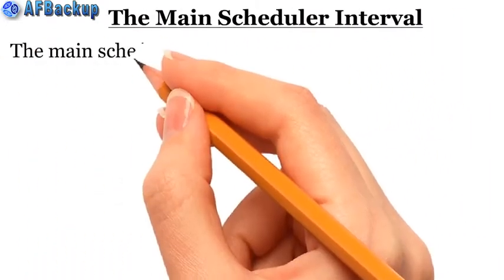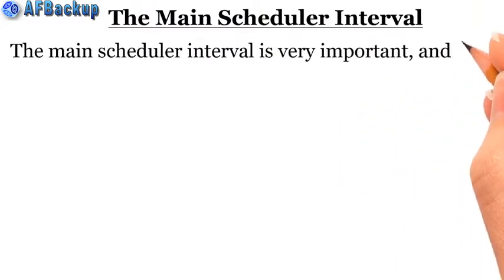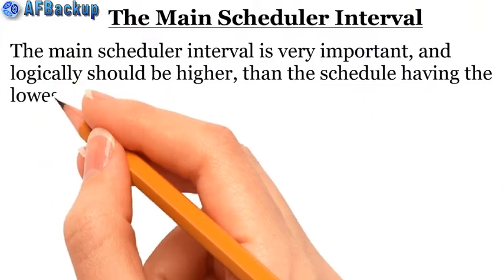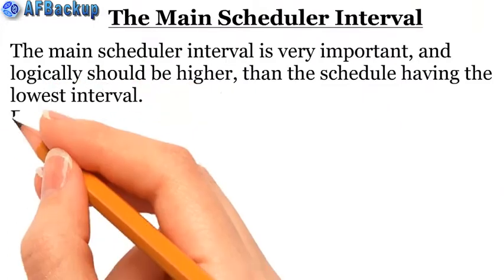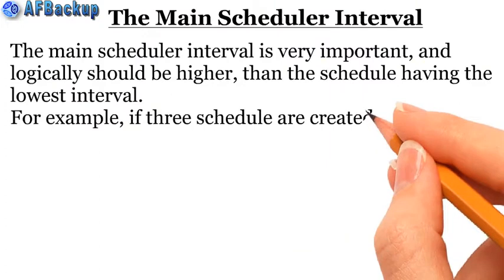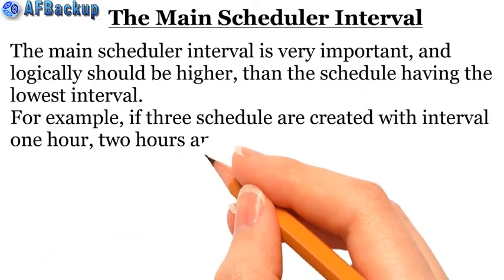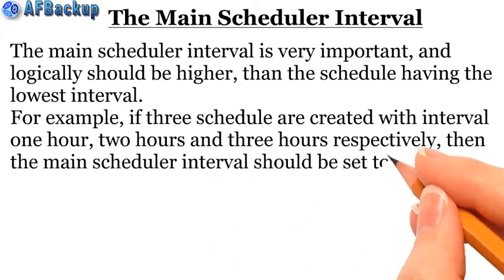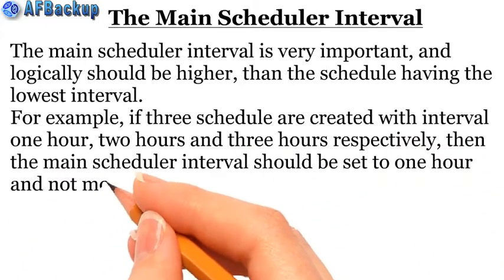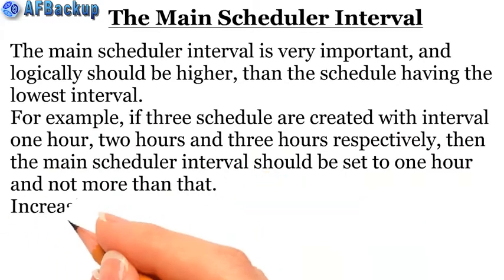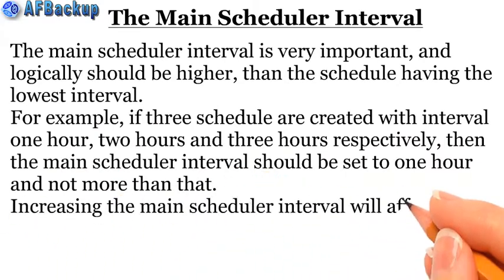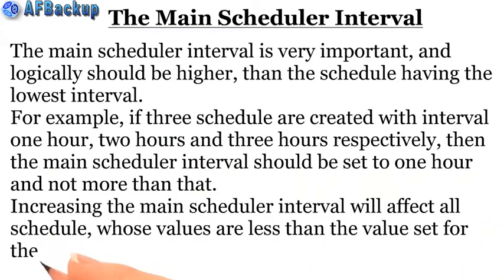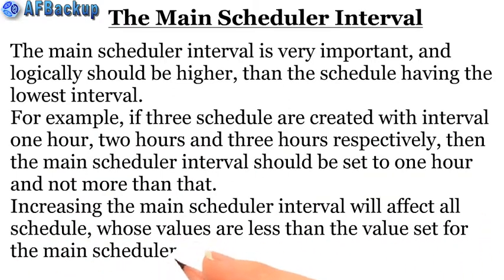The main scheduler interval is very important, and logically should not be higher than the schedule having the lowest interval. For example, if 3 schedules are created with interval 1 hour, 2 hours and 3 hours respectively, then the main scheduler interval should be set to 1 hour and not more than that. Increasing the main scheduler interval will affect all schedules whose values are less than the value set for the main scheduler.